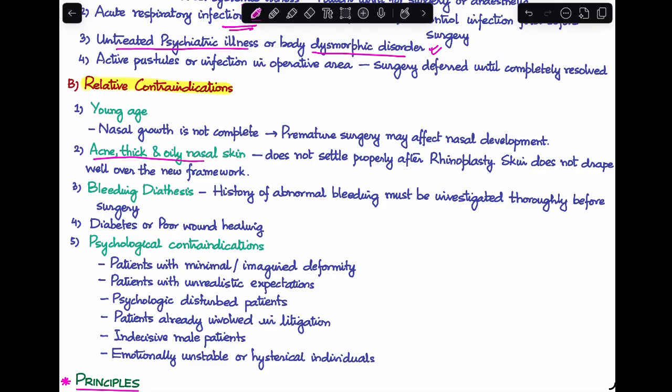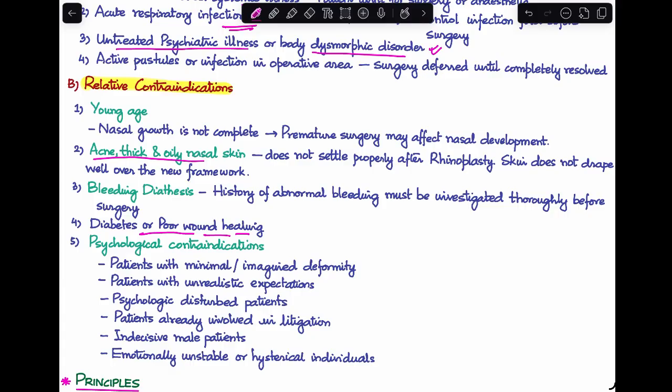Third is bleeding diathesis. If there is any history of abnormal bleeding, you should first investigate it and try to treat the situation before you take them up for surgery. If the patient has diabetes or poor wound healing, this will affect the outcome of your surgery. So this is another thing to look at.